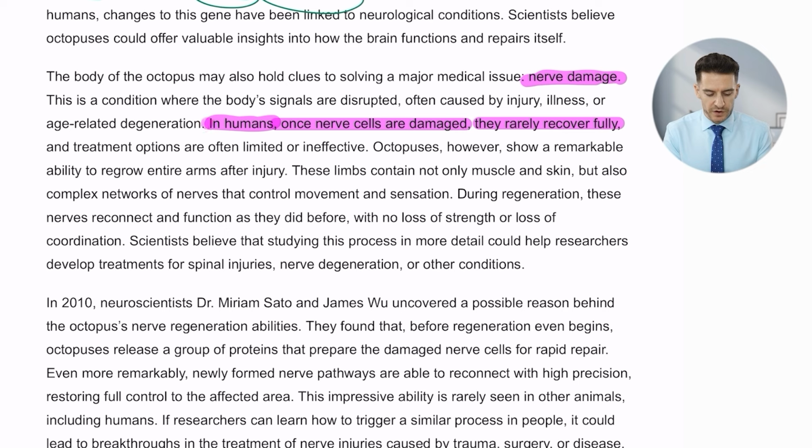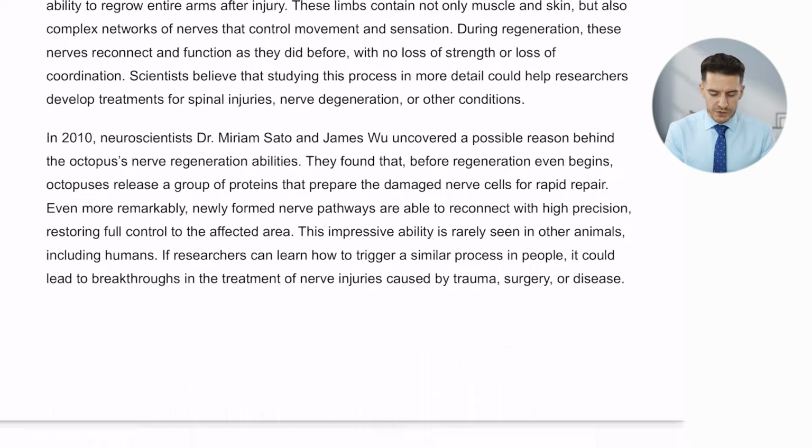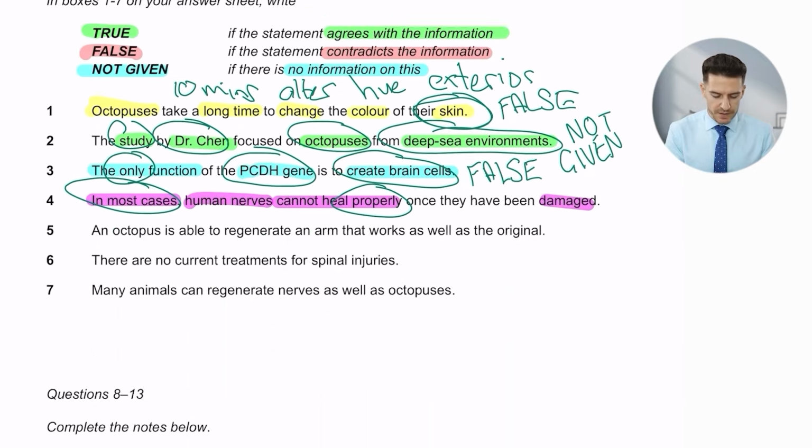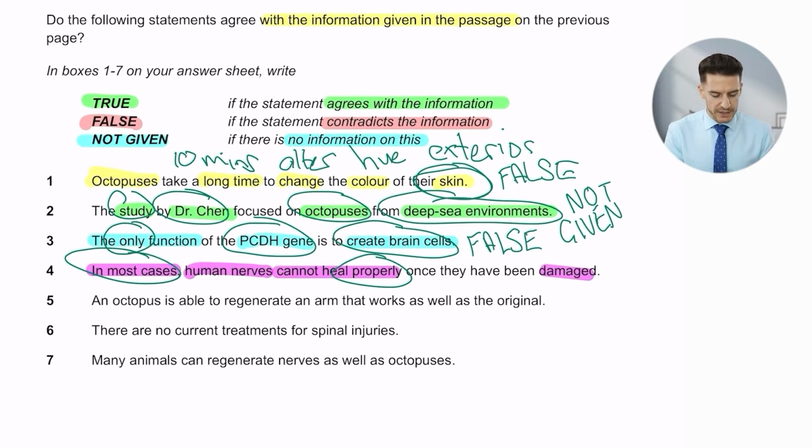So let's read it one more time. In humans, once nerve cells are damaged, they rarely recover fully. So that means most of the time they do not repair or heal properly. And look what it says here. In most cases, human nerve cells cannot heal properly. So it's the same meaning. The wording's different, yes, but the meaning is the same. That's why the answer is true. Now let's move on to the next one now, number 5. An octopus. So now we're moving on to octopuses.